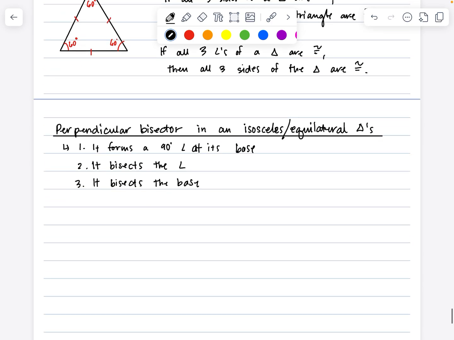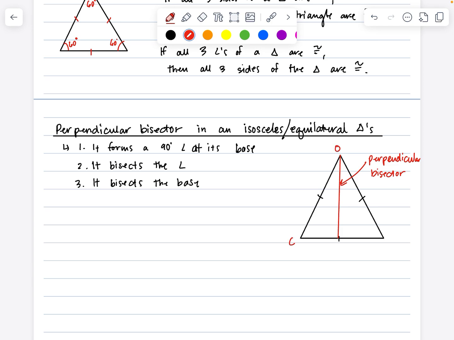So for the sake of it, let's draw an isosceles triangle. Make it equilateral. If it's equilateral or isosceles, remember it qualifies because technically an equilateral triangle is by definition isosceles because at least two sides are congruent. If we say that this is a perpendicular bisector, then let's call this COAT. OT is a perpendicular bisector.